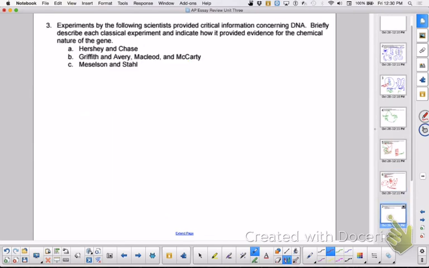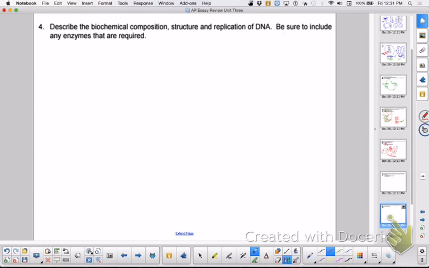Looking at your next question. Experiments by the following scientists provided critical information concerning DNA. Briefly describe how each contributed. We haven't talked about these yet, so we can't review this question, okay? But we will talk about these three, okay? And what was the next one? The structure and replication of DNA, we haven't talked about.